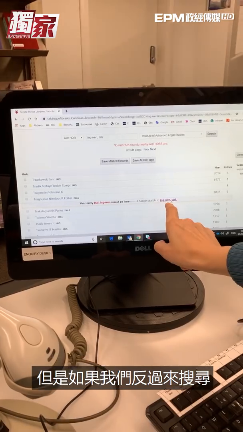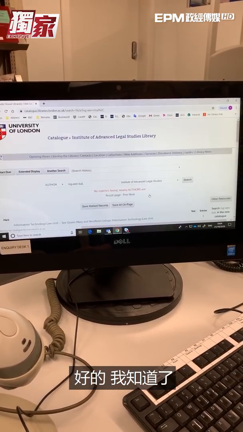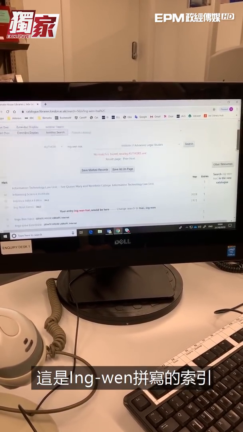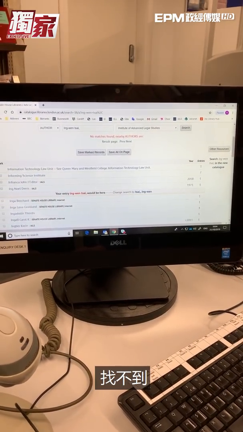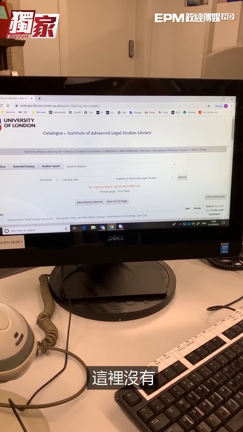But if we search for the name the other way around, we can have a look. I got it. So this is the index of names beginning with ING. Mm-hmm. So the result shows no match. Looks like we don't have that one.